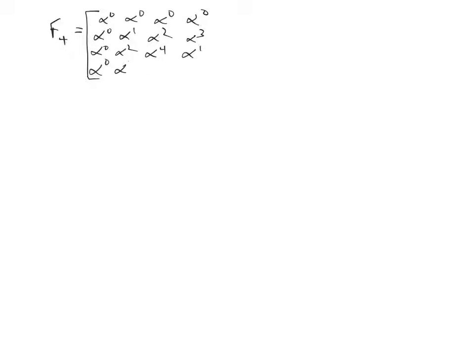And then here we multiply by alpha cubed. Alpha cubed times alpha cubed is alpha 6, which is alpha 1. And alpha 1 times alpha cubed is alpha 4. So that's what the coefficient matrix looks like, F4. And so the interesting thing to see, what is actually F4 inverse? What I'm calling it. So it's almost the inverse.